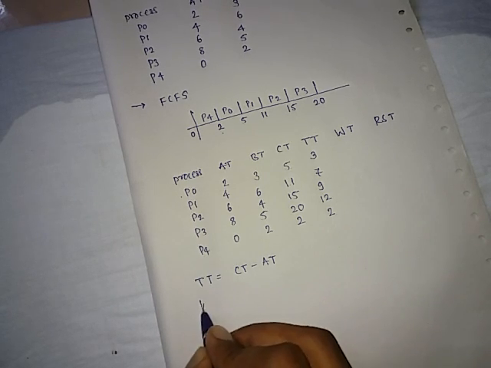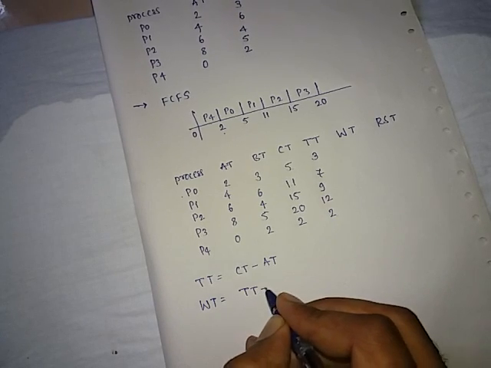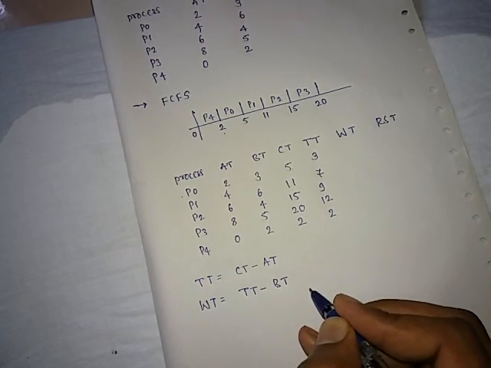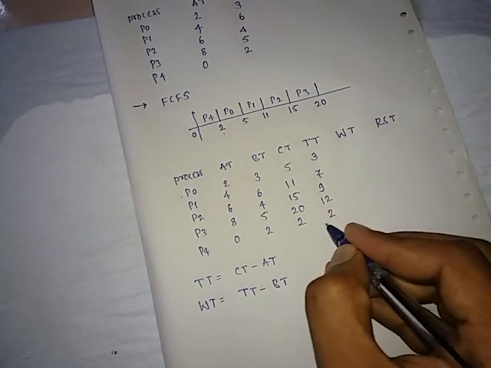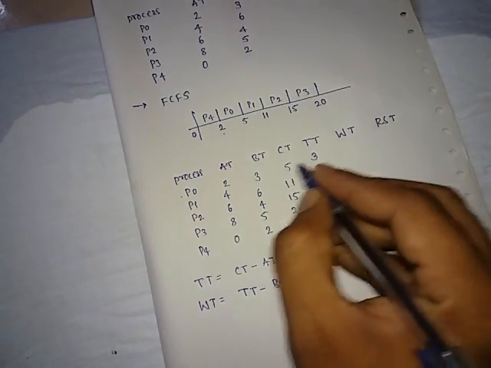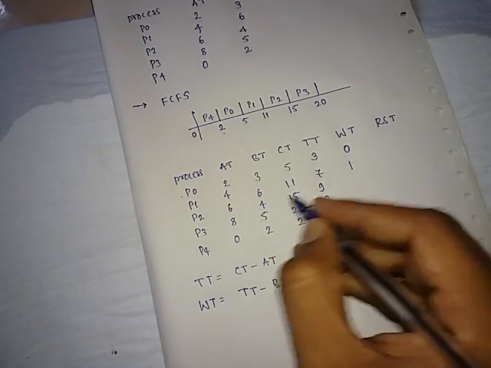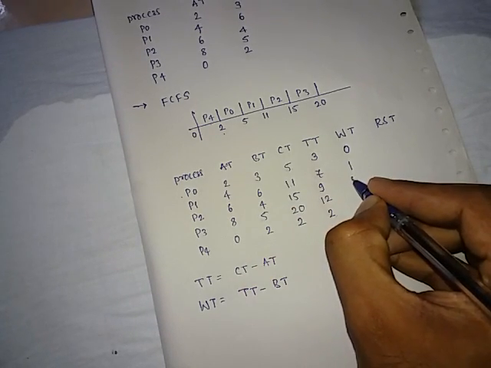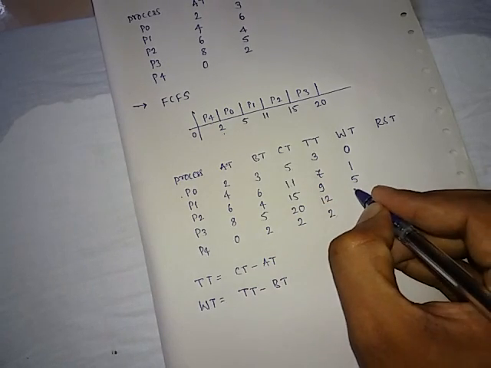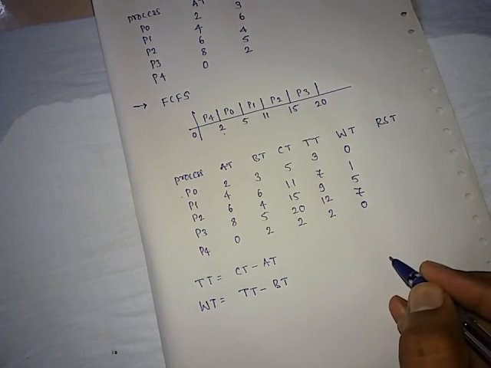Next one is waiting time, and waiting time can be calculated from the formula turnaround time minus burst time. The turnaround time we have calculated, and the burst time is already given in your question. So 3 minus 3 is 0, 7 minus 6 is 1, 9 minus 4 becomes 5, 12 minus 5 becomes 7, and 2 minus 2 becomes 0.